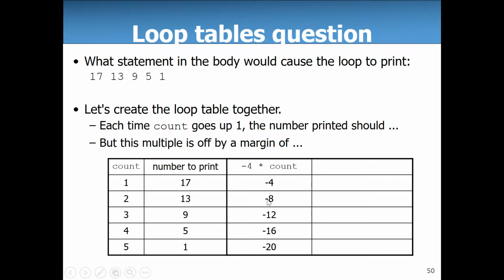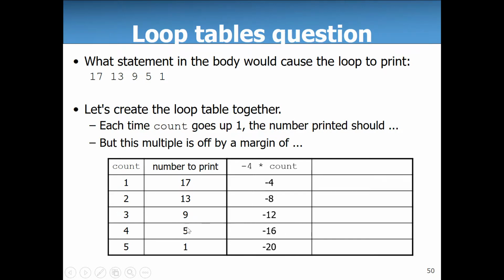So -4, -8, -12, -16. So we're decreasing by the appropriate amount each time the count goes up, right? But we're all off, all these are not equal to these, right? These are all negative numbers and these are all positive numbers for 1.